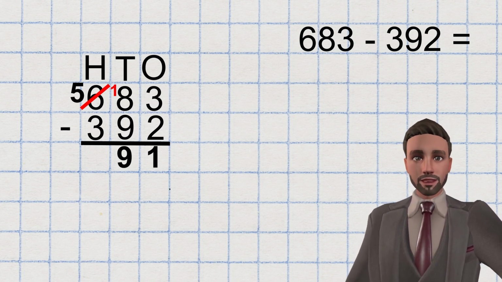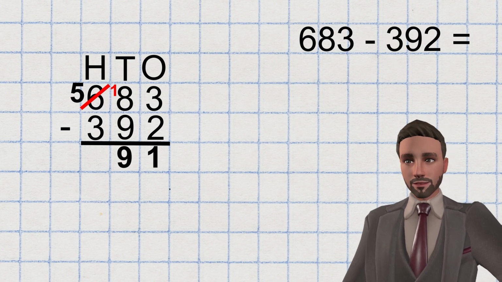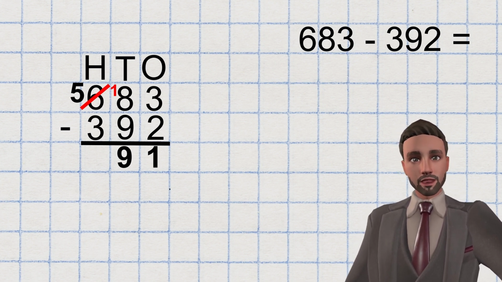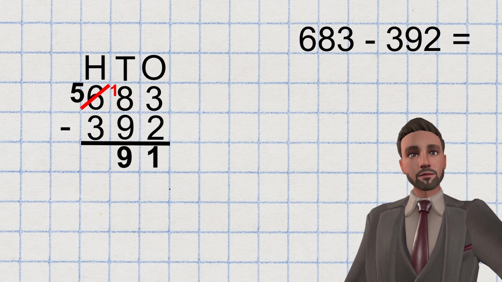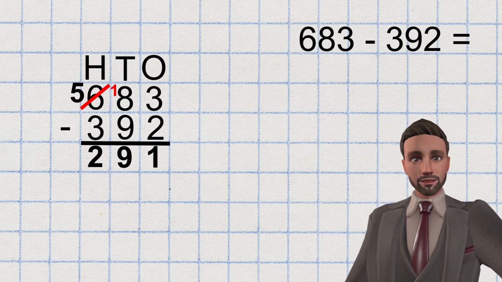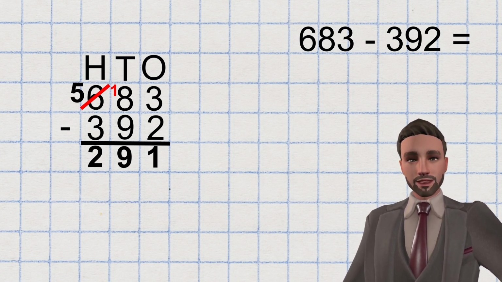And finally, our hundreds column. 5 subtract 3. We have 2. Leave our answer as 291.